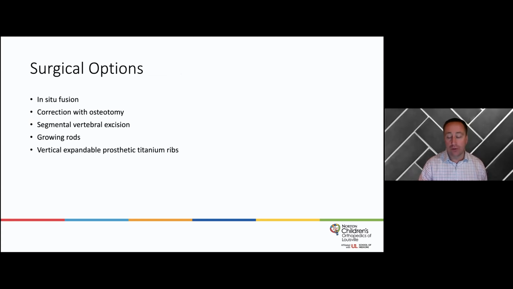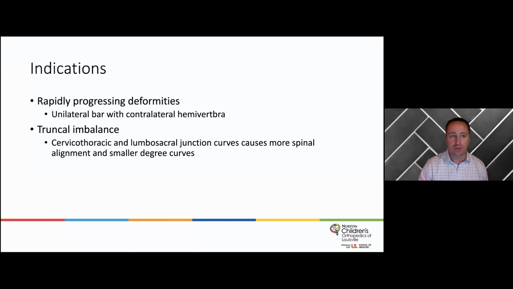And so what that means is you're not taking any of the congenital anomaly out. You're just fusing the spine exactly where it is at the time. You can do osteotomies, and osteotomy is a fancy name for cutting the bone. You can do segmental vertebral excision. That's where you actually take out whatever the problem is. And we'll go into these in more detail. There's growing rods, and then there's something called VEPTR, which has kind of fallen out of favor, but there is still one true indication for that, and that's vertebral expandable prosthetic titanium ribs.